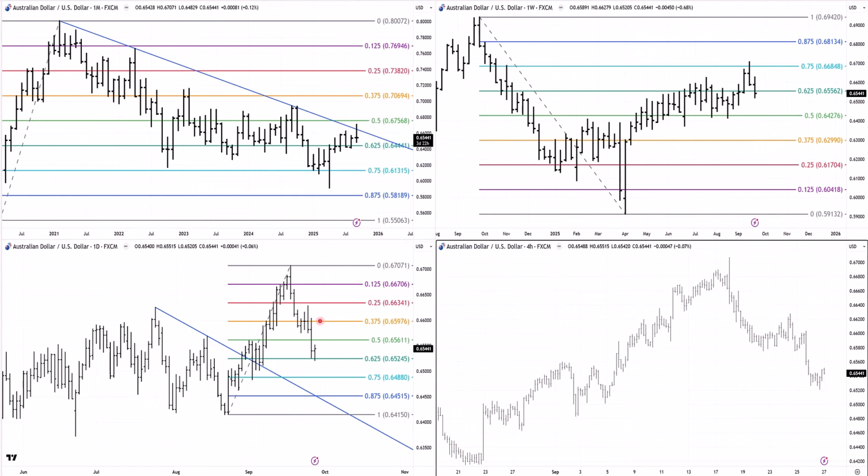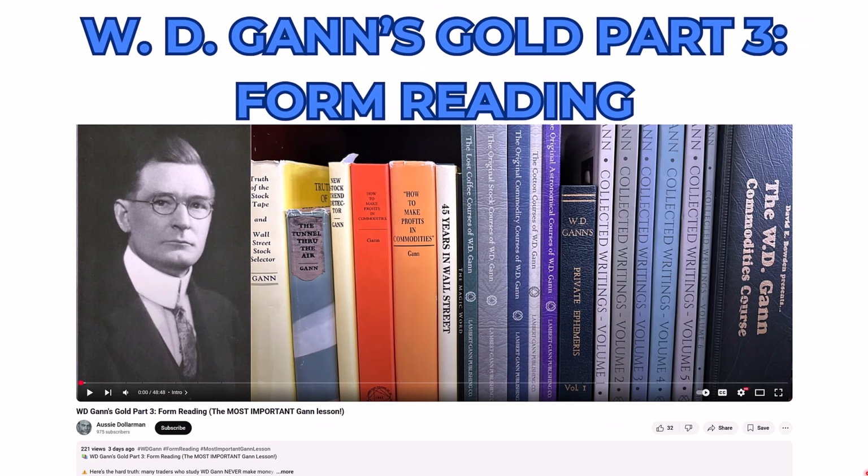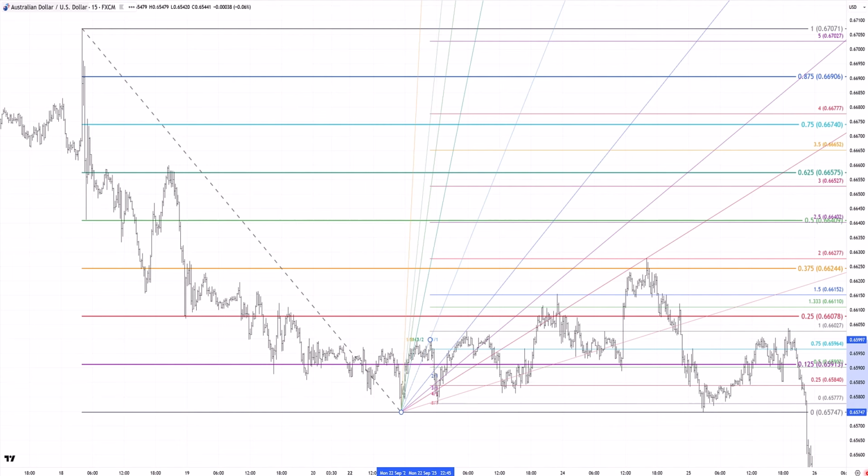I want to show you this top here on the 24th. I'm not going to explain everything on my chart. You can actually watch the form reading video that I put out a week or so ago, WD Gann's Gold Part 3 form reading. You can see that goes for 48 minutes. I know people like shorter YouTube videos, but there's plenty of good stuff in there, and that will actually explain a lot of what's going on here.